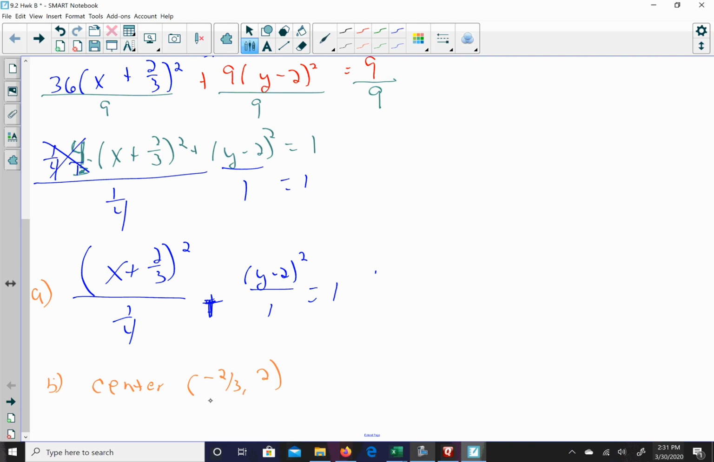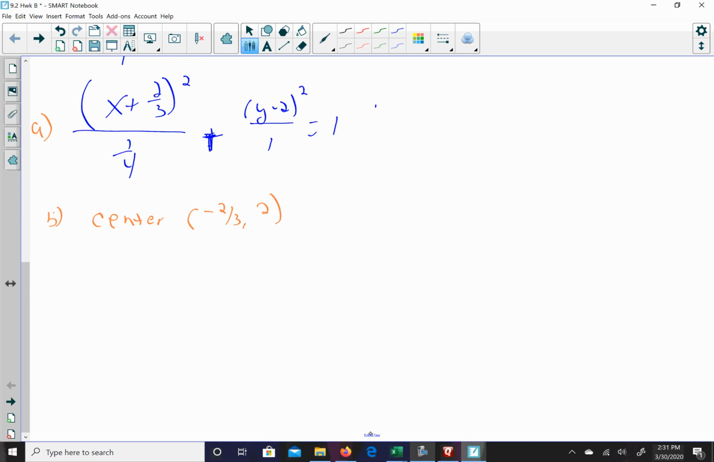Now I have to find my vertices and my foci. So I have to identify which one's my A and which one's my B. The larger one in an ellipse is always the A. So if I'm looking at 1/4 and 1, 1 is larger. So my A is going to be 1. My B, well, the square root of 1, which is 1. I skipped that step. B is going to be the square root of 1/4, because remember, this is A squared and this is B squared. And the square root of 1/4 will be 1/2.